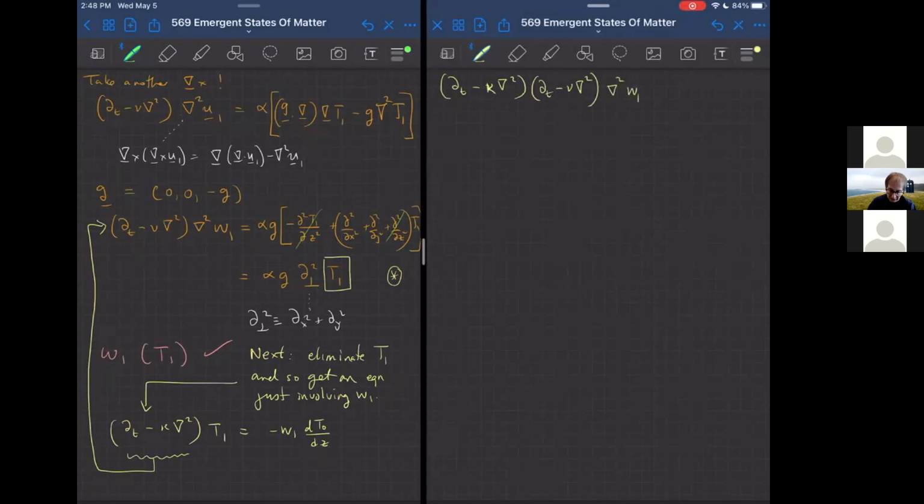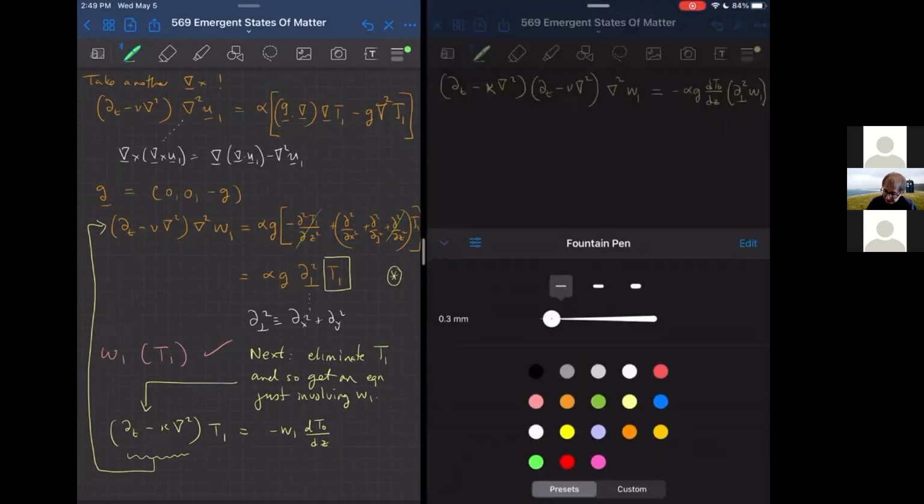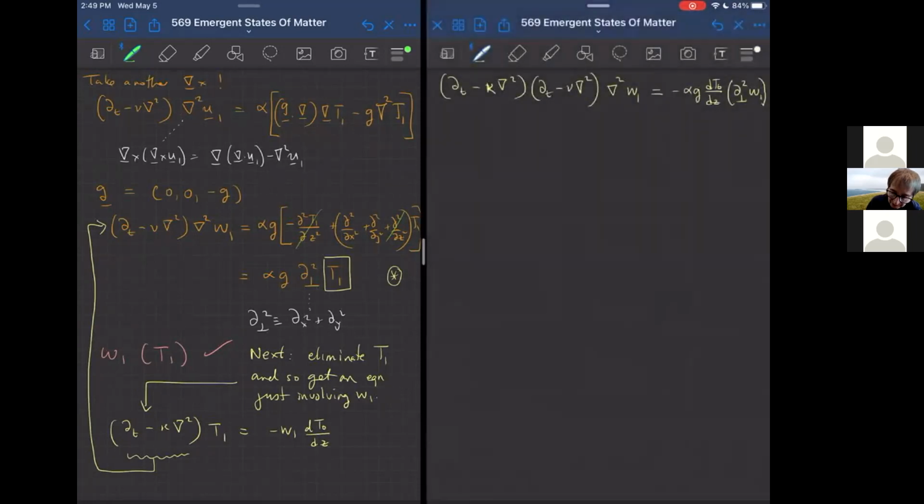And now when this operator acts on the perpendicular Laplacian of T1, all I'm going to get over here is minus alpha g dT naught by dz times del perpendicular squared acting on W1. So this is great because now I've got a nice equation for W1. Now I say it's nice, but you might not agree with that because it's a how many derivatives are there?